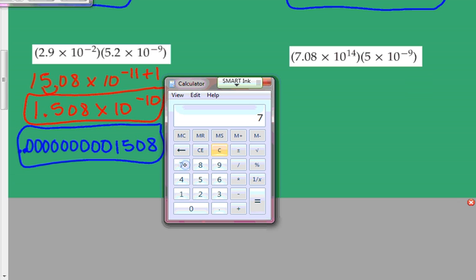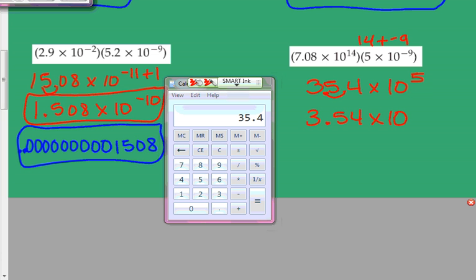The next one is 7.08 times 5, and you get 35.4 times 10, and then it's 14 plus negative 9. So that makes 10 to the 5th power. And we have to move the decimal back one place. So it's 3.54 times 10. And then since we added 1, or moved it one place to the left, we'll add 1 to the exponent. So it's 10 to the 6th.